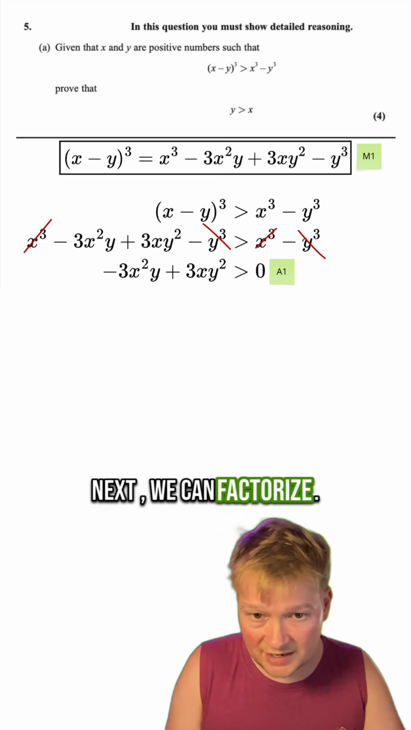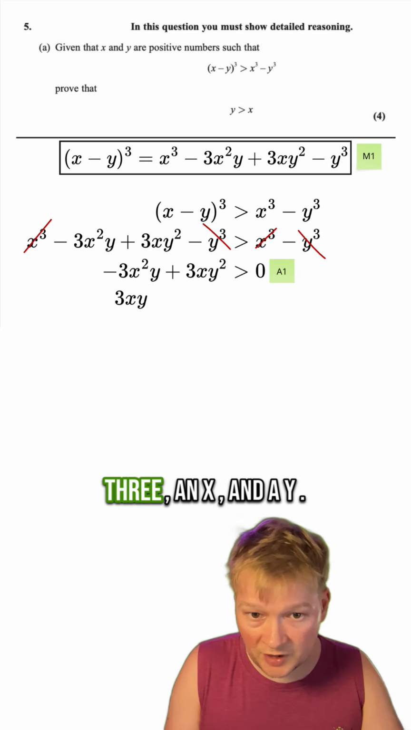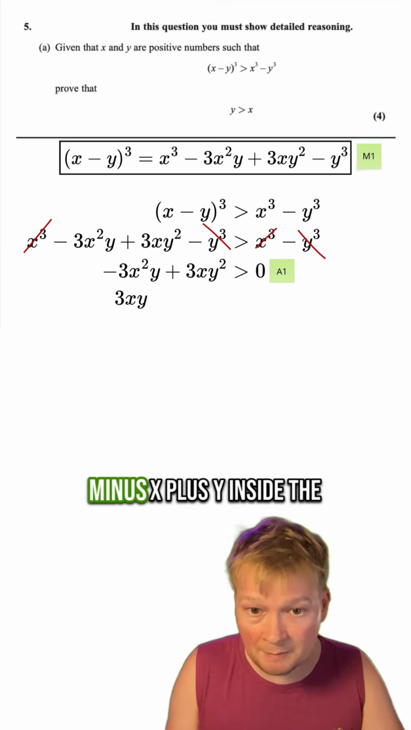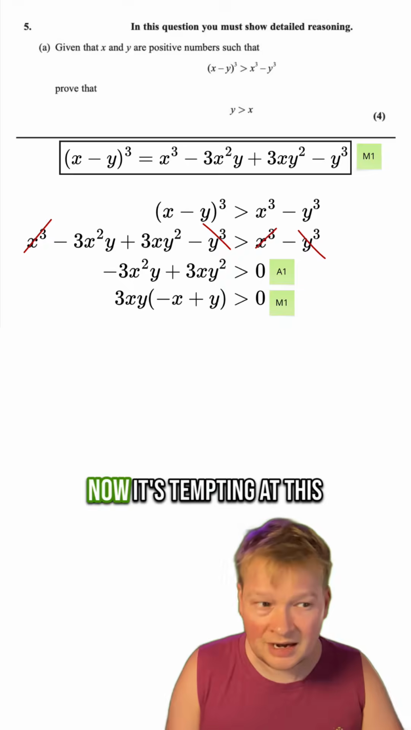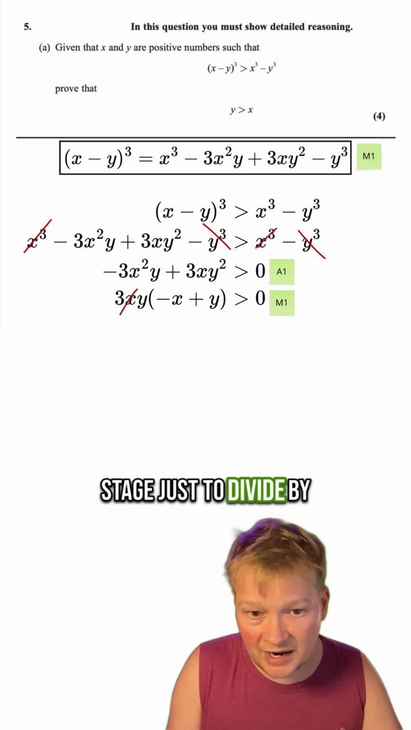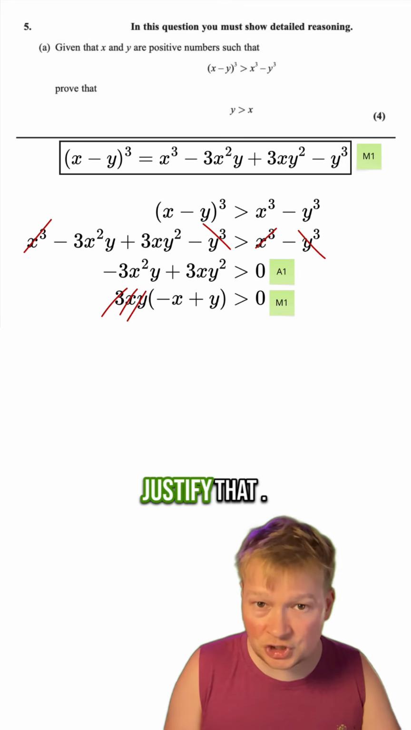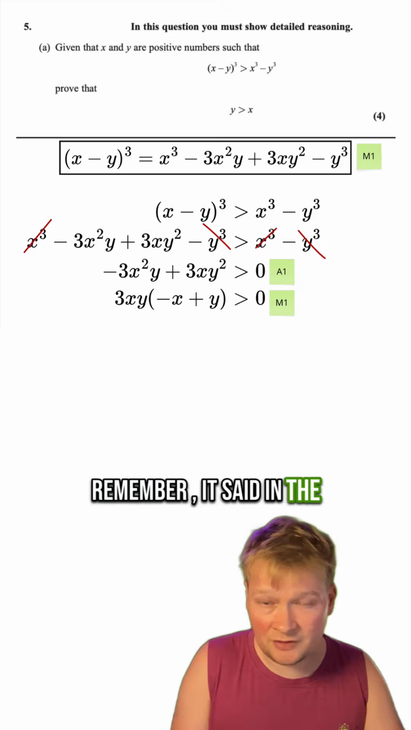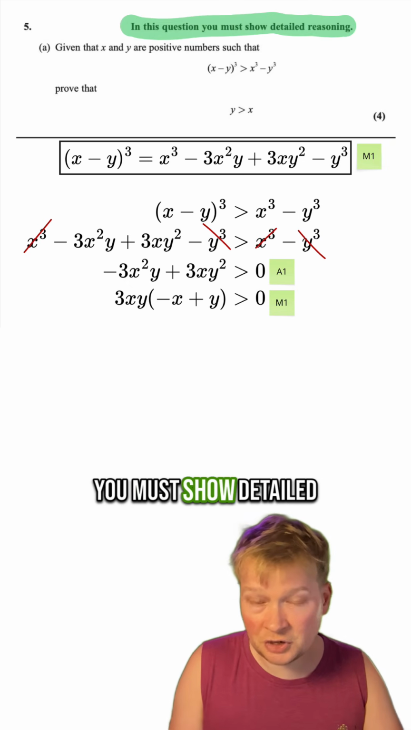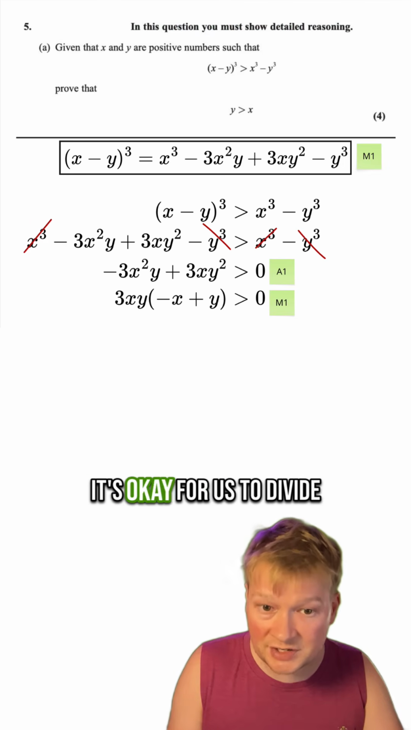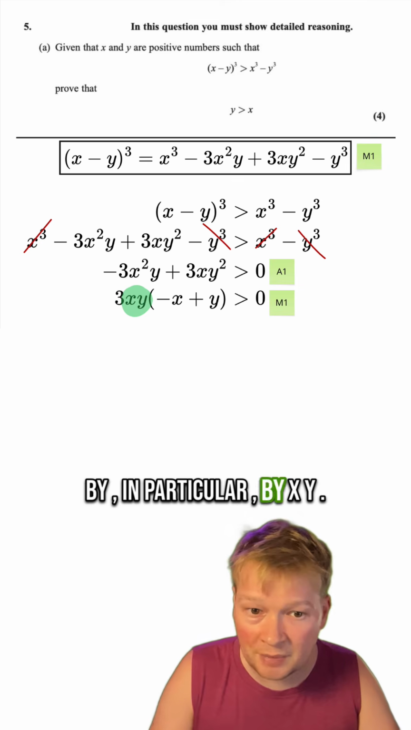Next, we can factorize. This and this have something in common: a 3, an x, and a y. That will leave us with a minus x plus y inside the brackets here. Now it's tempting at this stage just to divide by this, but we need to justify that. Remember, it said in the question, in this question you must show detailed reasoning. So we need to explain why it's okay for us to divide by, in particular, by xy.